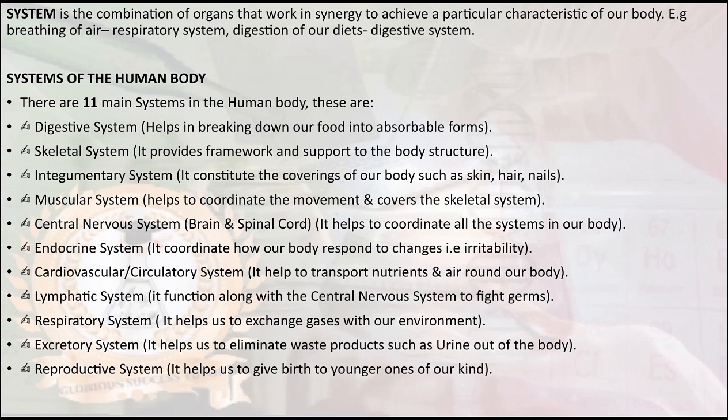We also have the cardiovascular system. The cardiovascular system is the type of system that our body engages in transporting nutrients around our body. We also talked about the lymphatic system. This is the system that helps us to fight germs and functions along with the central nervous system. Then we have respiratory for breathing. We have excretory to eliminate waste products. Then we have reproduction, that's to help us to give birth to young ones of our kind.